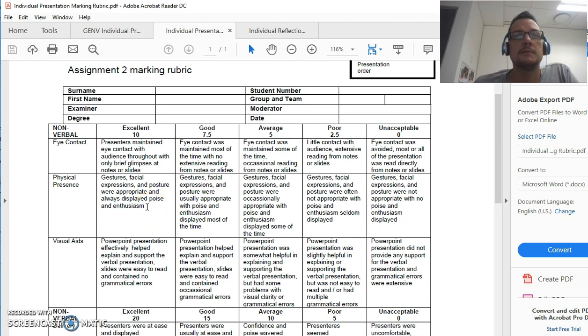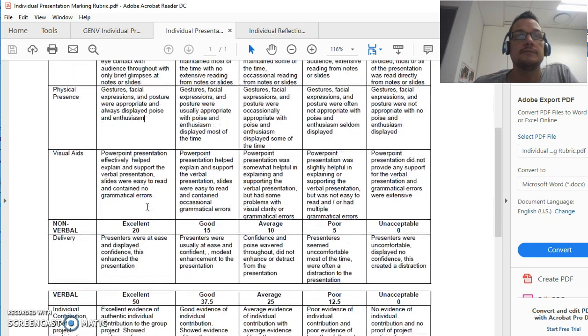This applies to you as being effective communicators when you're applying for a job and you're going for that interview. You have to be enthusiastic. Visual aids, this is incorrect. It's not the PowerPoint presentation that we'll be assessing here, it's your poster.